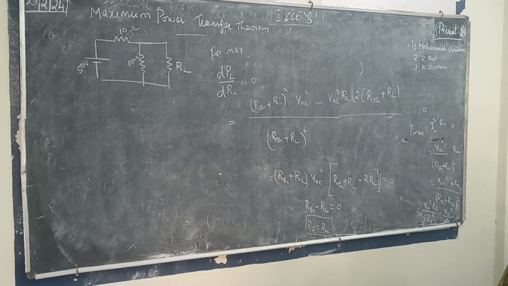Understood? How much maximum power flows, this also we have to complete. Condition, then how much amount of maximum power is transferred? VOC squared by 4 RTH. So the maximum power transfer formula is VOC squared by 4 RTH.